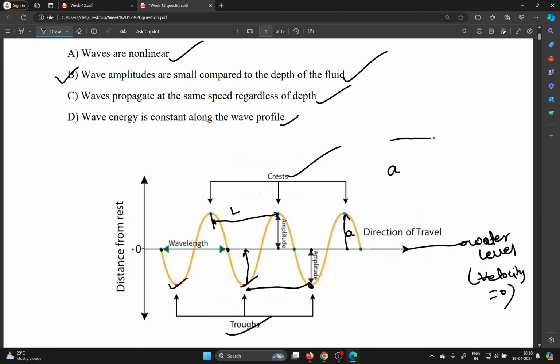Suppose there is a pond, or you can say one channel, and water is flowing from this direction to this direction. Initially the water level was up to that much. Due to some disturbance, your wave propagates like that.